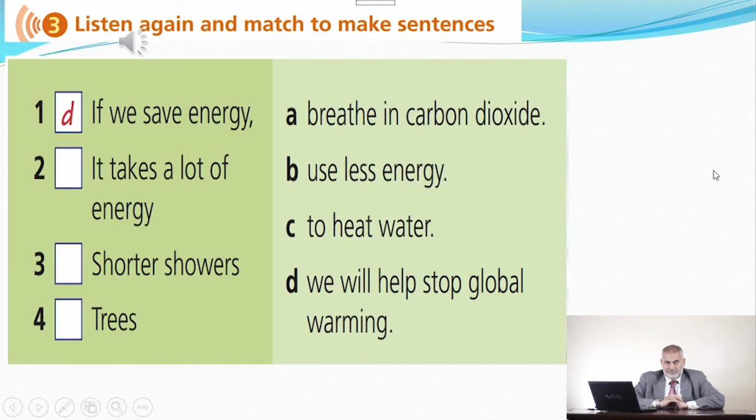Now, the answer is number 1, letter D. Why letter D? Because one says if we save energy, number D says we will help stop global warming. Number 2, it takes a lot of energy. Yes, letter C, to heat water. Number 3, shorter shower. Yes, letter B, use less energy. And at last, trees breathe in carbon dioxide.